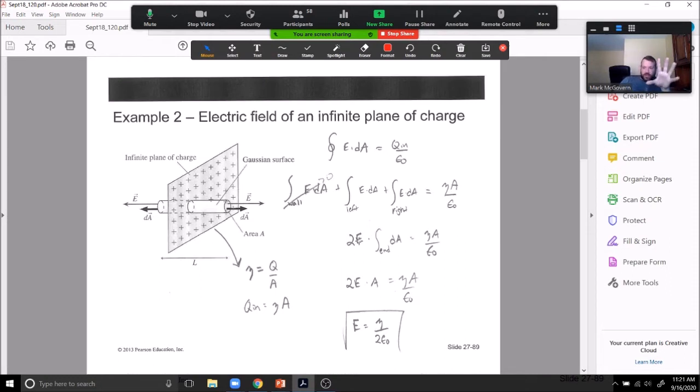I'm just going to do one integral and double it, because the two integrals on the sides are the same. They're completely the same.